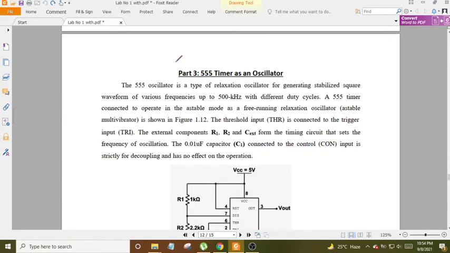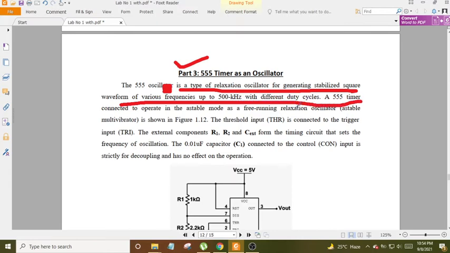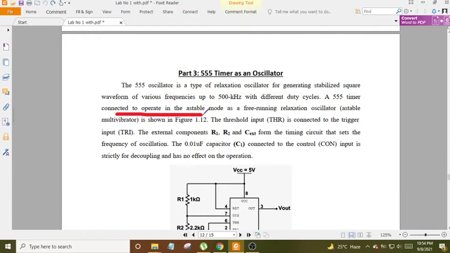Part 3: 555 timer relaxation oscillator. The 555 oscillator is a type of relaxation oscillator for generating a stabilized square waveform of various frequencies up to 500 kHz with different duty cycles. A 555 timer connected to operate in the astable mode as a free-running relaxation oscillator.